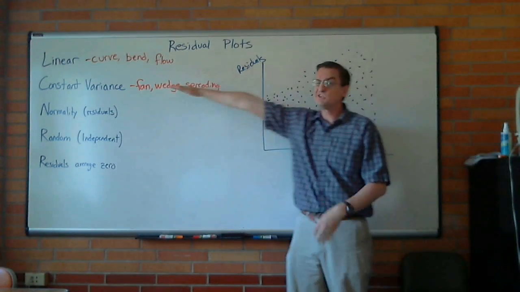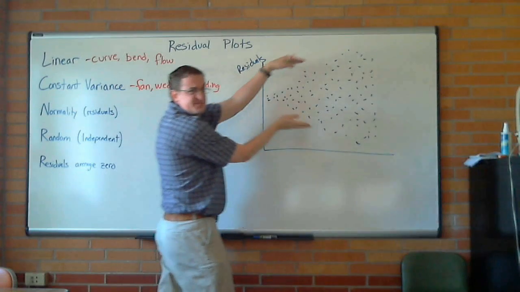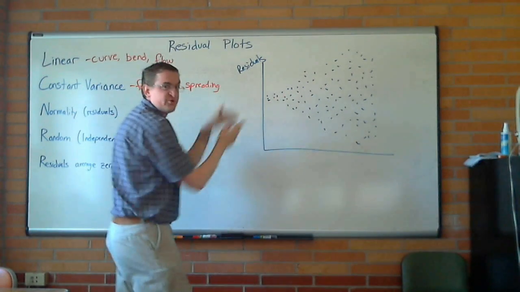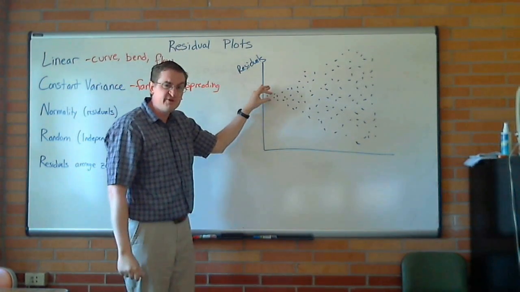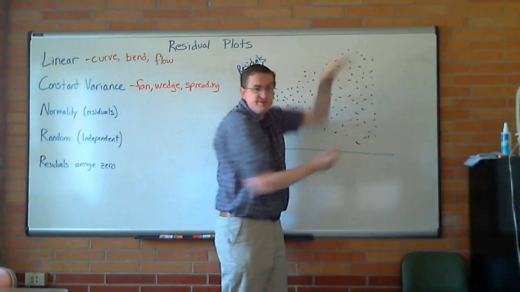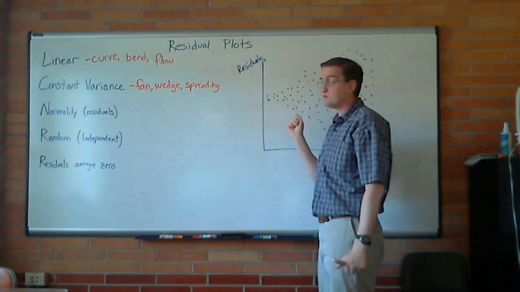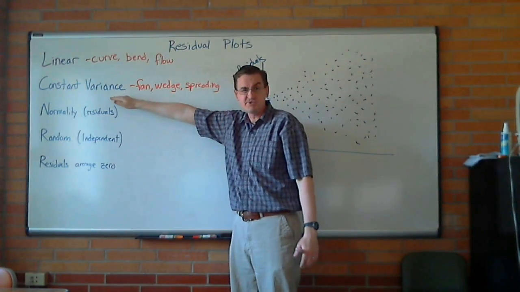Now let's talk about constant variance. For constant variance, you'll see a pattern like this. See how it's a triangle shape, or a wedge, or an arrow? There's small variability here, and that variability is increasing, increasing, increasing until you've got lots of variability here. That's non-constant variance. If you see this, you know you've got a problem with that second assumption.